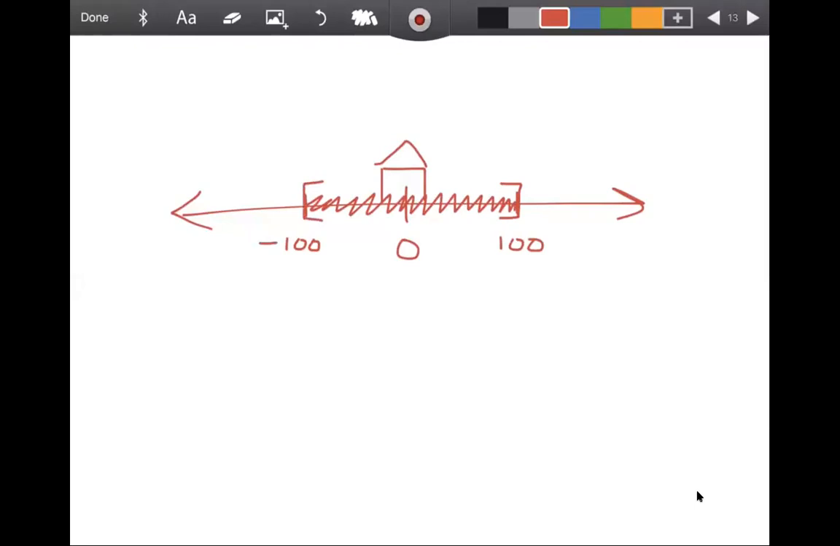And again, in section 9.1, we looked at inequalities that have solution sets that look like this, what we call a bounded interval. So this inequality is absolute value of X is less than or equal to 100. You can see from the picture that that has the same solution set as this inequality. Negative 100 is less than or equal to X is less than or equal to 100.